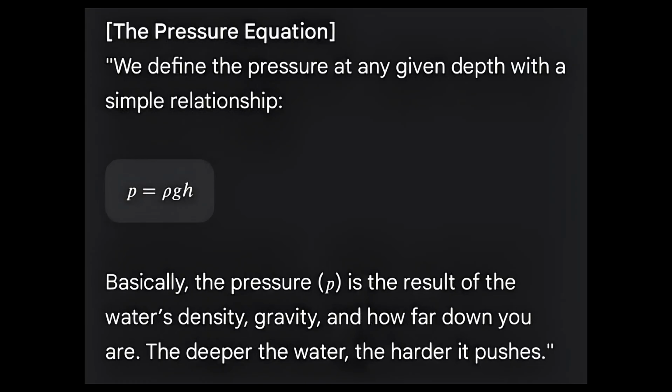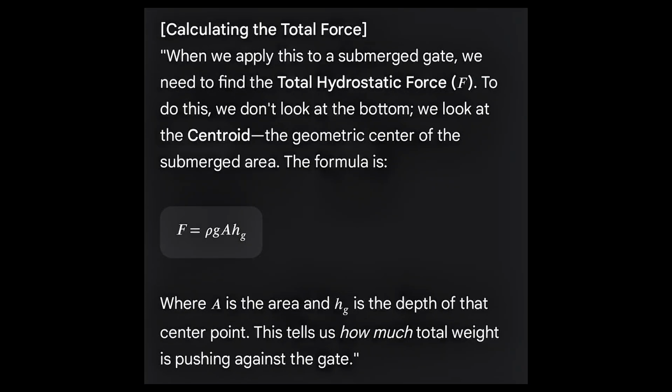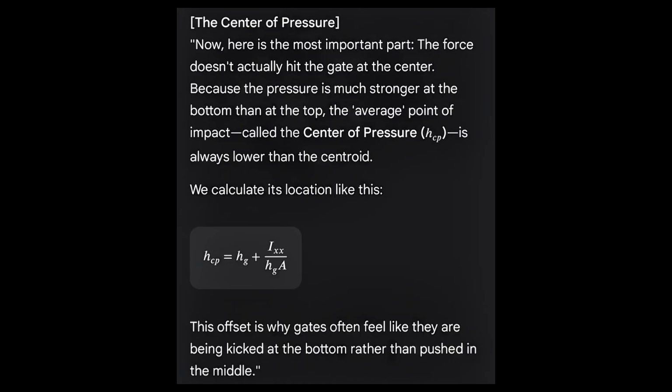When we apply this to a submerged gate, we need to find the total hydrostatic force, F. To do this, we don't look at the bottom, we look at the centroid, the geometric center of the submerged area. The formula is F equals rho g A h_G, where A is the area and h_G is the depth of that center point. This tells us how much total weight is pushing against the gate.